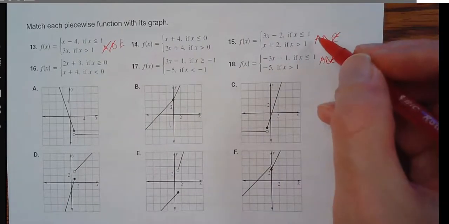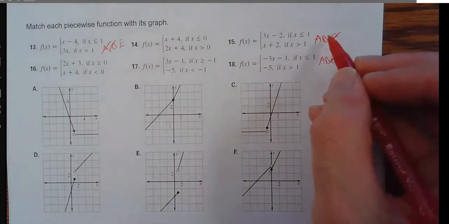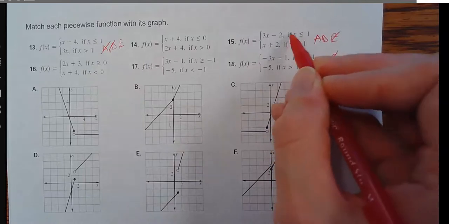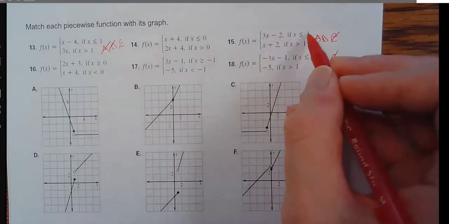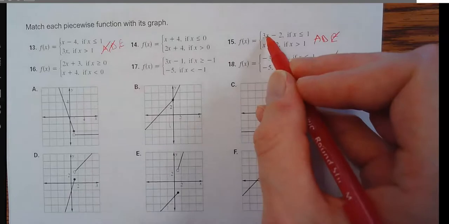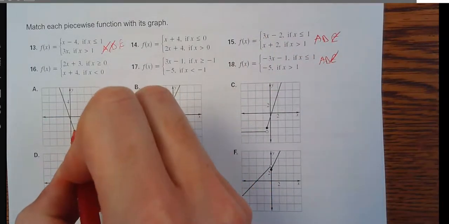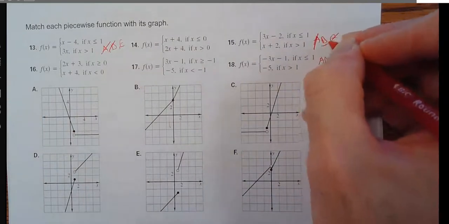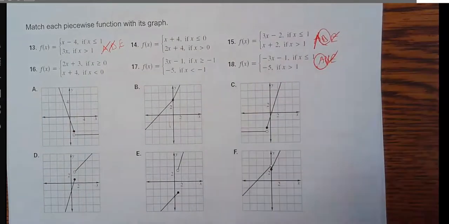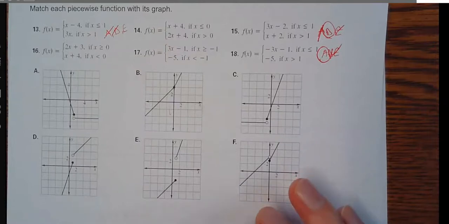Let's go to number 15 here. So it could be A or it could be D. If I plug 1 in here, that'll tell me where to start on that boundary line. If I plug 1 in, that'd be at 1. So I should be starting at 1, and that is not starting, that's in the negative, so that's not starting at 1. So it can't be A, it must be D, which means this one can't be D, and it must be A.